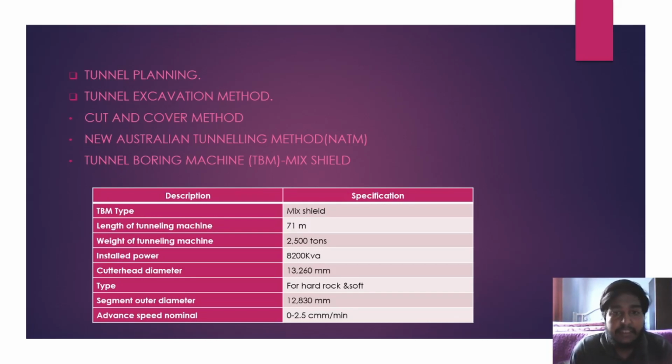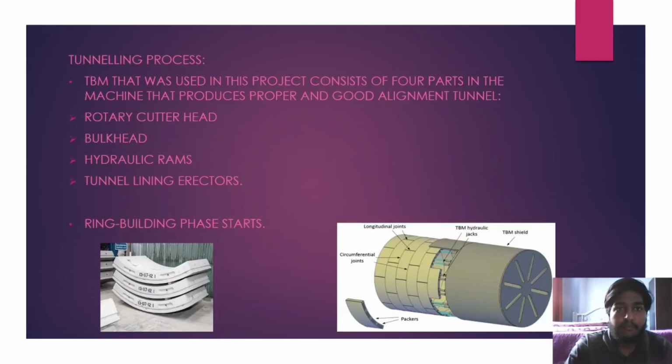Segment outer diameter is 12,830 millimeter, and advanced speed nominal is 0 to 2.5 centimeter per minute. So we next proceed to the tunneling process.